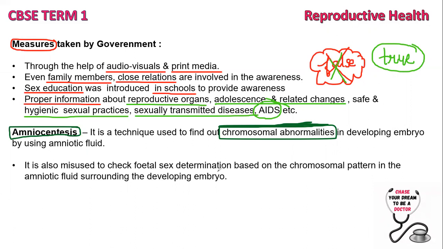How is it done? You all know that around the fetus or around the embryo, there will be the placental fluid, the amnion layer of the placenta, and the amniotic fluid will be filled inside the amnion layer. From that, a small part of the fluid is drawn out, and that is tested in order to find out the chromosomal pattern. So that test is based upon the chromosomal pattern in the amniotic fluid surrounding the developing embryo.